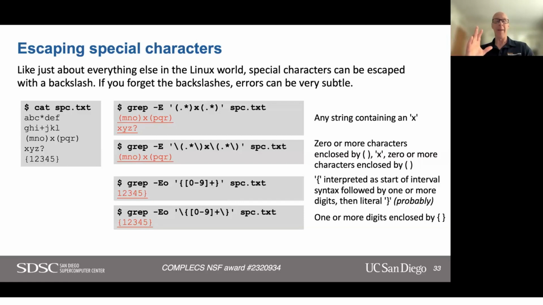In the next couple of examples, you can see that in the first example, things didn't come out quite the way we expected. I'm still trying to figure out what exactly happened here, but I think that the first curly brace was interpreted as the start of an interval syntax, followed by 1 or more digits, then a literal close parenthesis. But the result is not what we wanted. In the final example where we use the backslashes, we're getting the match that we want.